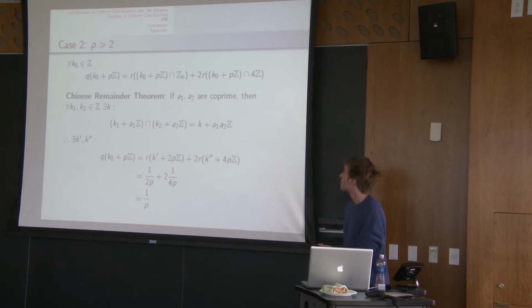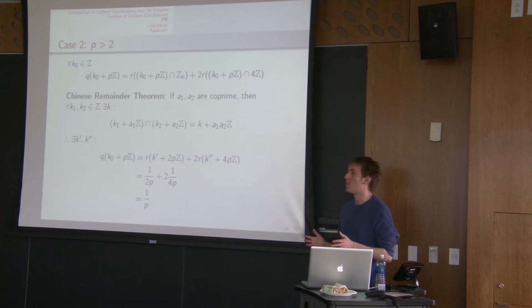Now let's consider the prime greater than 2. We're going to symbolically plug in a residue class mod P. What we want to notice here is that we have an intersection of a residue class mod P with a residue class mod 2, since the odds are a mod 2 residue class. P and 2 are coprime because P is a prime greater than 2. Coprime just means that they have no common prime factors. Similarly, we have a residue class mod P intersected with a residue class mod 4. P and 4 are coprime.